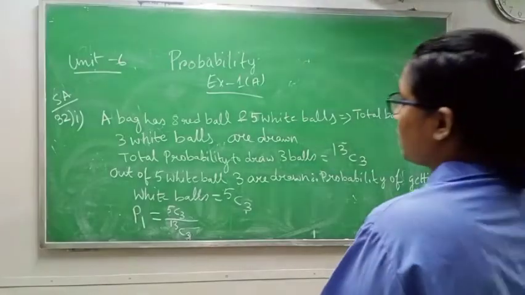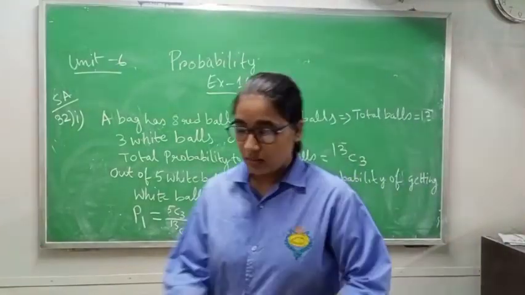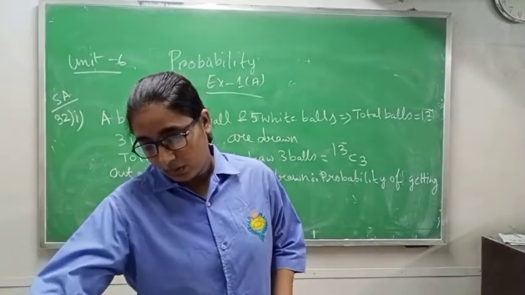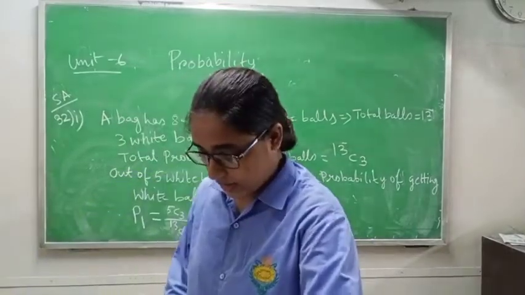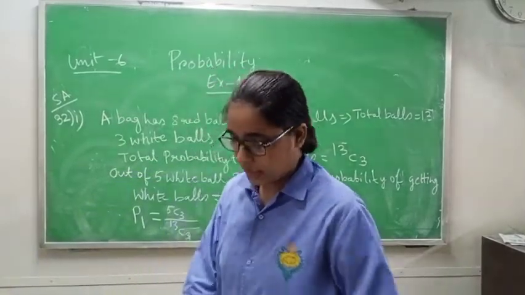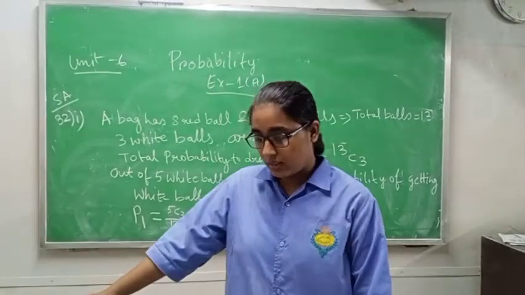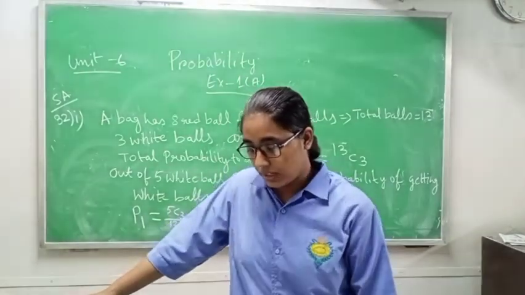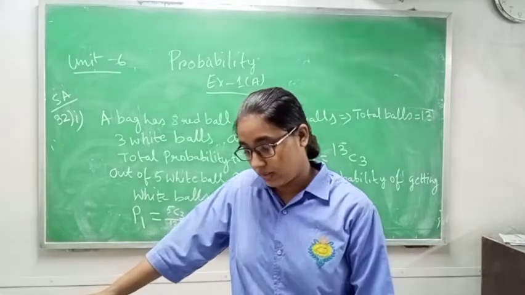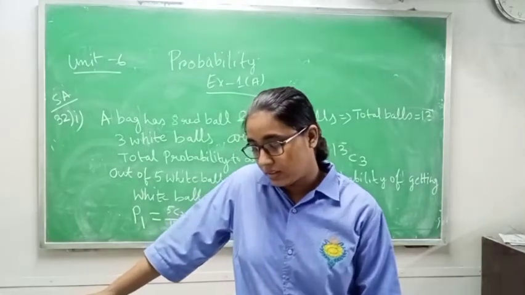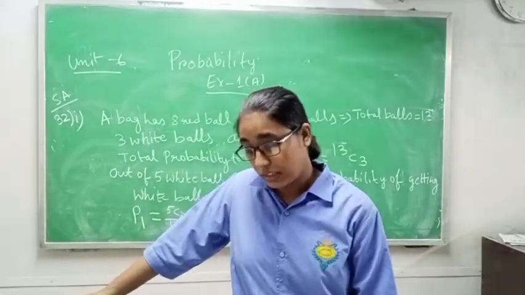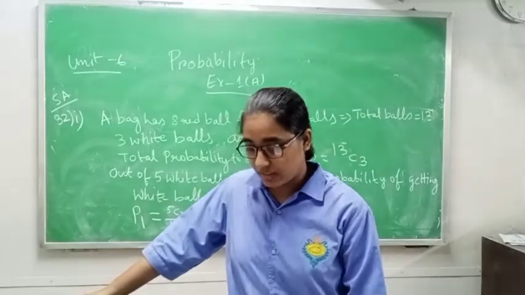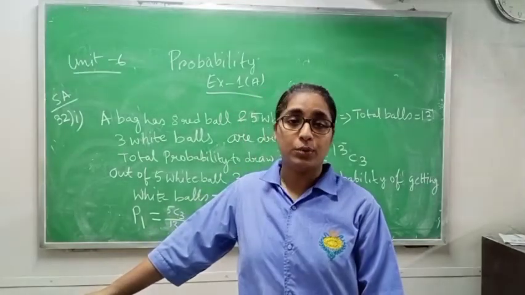Class 12, short answer question number 32-1, probability chapter. Question is, a bag contains 8 red balls and 5 white balls. 2 successive draws of 3 balls are made without replacement. Find the probability that first drawing will give 3 white balls and the second 3 red balls.